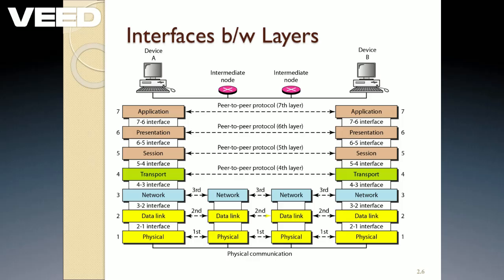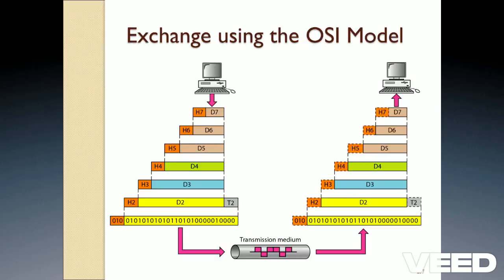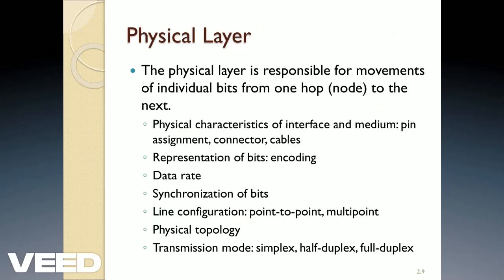Here, each device has to come across these seven layers and send to the receiver, that is device B. The intermediate node may be a router or other devices, and then data is exchanged using the OSI model. Suppose the sender wants to communicate to the receiver; it has to come across seven layers, and only then does it transfer the data to the transmission medium. For each and every layer, it adds some header information and sends it to the receiver via the transmission medium.